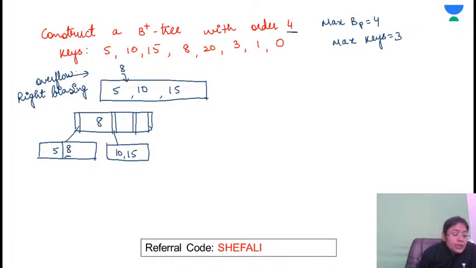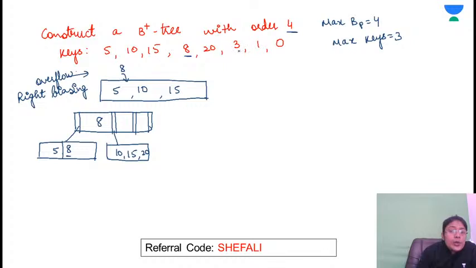So a copy is maintained of the node which is going from the leaf level to the internal level. Clear? This is the difference. Next element is 20. 20 is greater than 8, so 20 will be added to the right side. This is allowed. It's not a case of overflow.